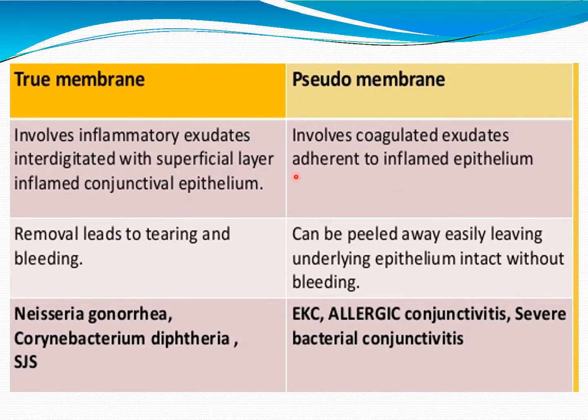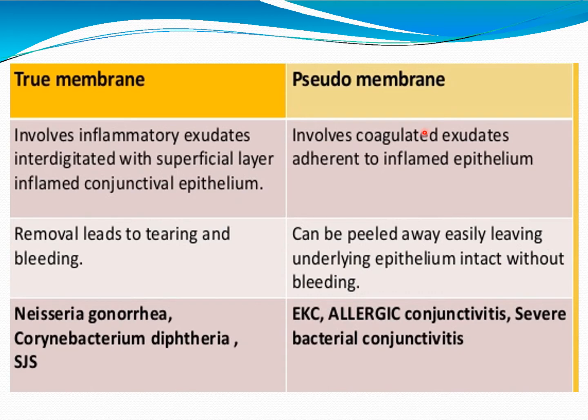This table enumerates the various differences between true membrane and pseudomembrane. True membrane involves inflammatory exudates integrated with the superficial layer of inflamed conjunctival epithelium. Removal of true membrane leads to tearing and bleeding. Neisseria gonorrhoeae, Corynebacterium diphtheriae, and SJS are the common causes.